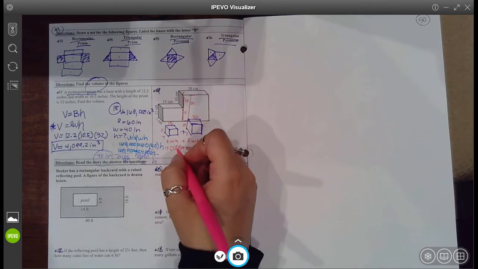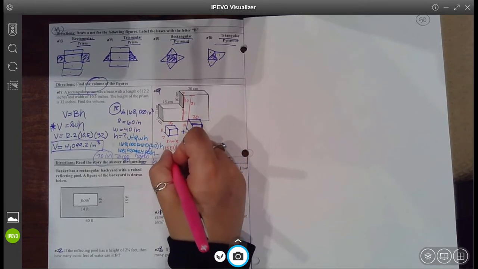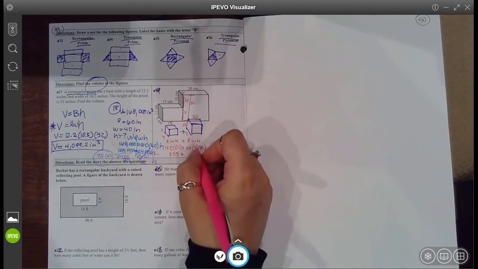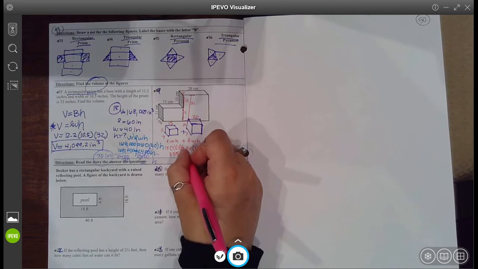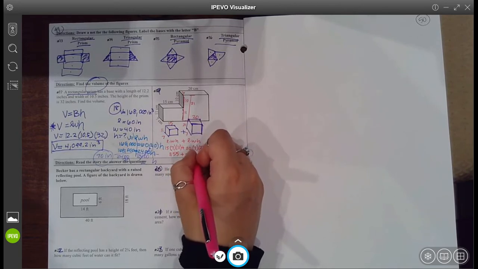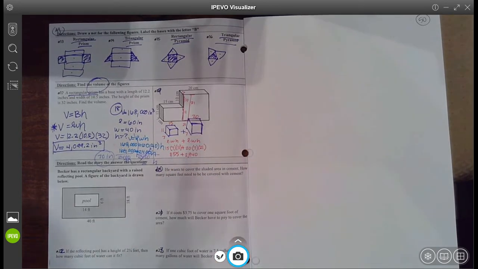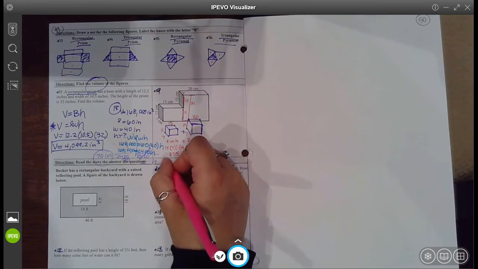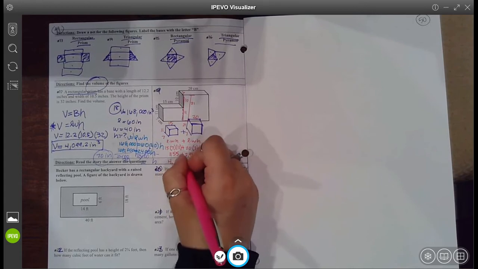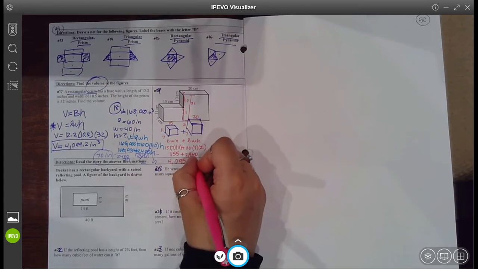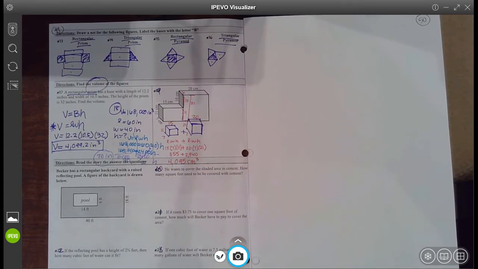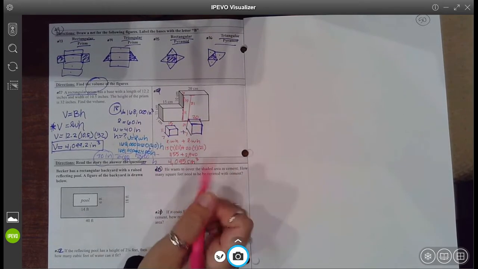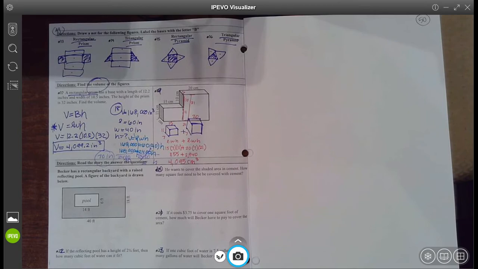Well, 15 times 7 times 11, you get 1,155. And 20 times 7 times 21, you get 2,940. Add those together, this volume plus this volume, and you get 4,095 centimeters cubed. Okay, even if you broke it here and did this one plus this one, you still should have gotten the same volume.